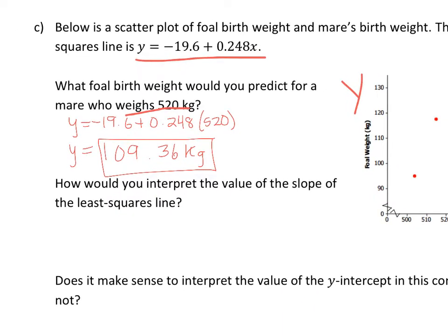How would you interpret the value of the slope for the least squares line? We have that the foal birth weight versus the mare weight, we can say increases by, and our slope here was 0.248.